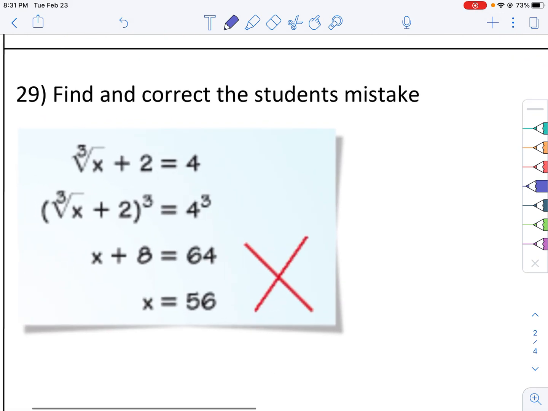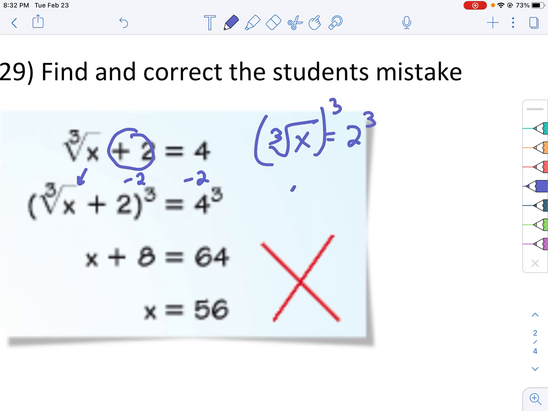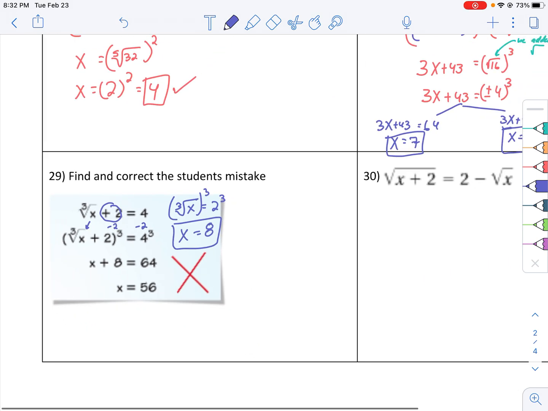29, it says find and correct the student's mistake. So let's look through this. Well, it looks like right here, after this first step, all of a sudden they're putting parentheses around the whole thing and cubing it. Okay, well, remember you always have to isolate the radical first. So what they should have done is subtract 2 from both sides. So that would have given them cube root of x is equal to 2. And then they can cube both sides. So you get x is equal to 8. So honestly, they made the question a couple more steps than it probably needed to be.